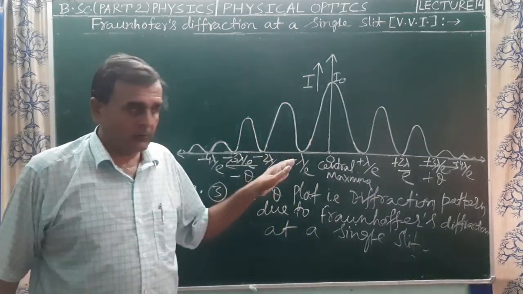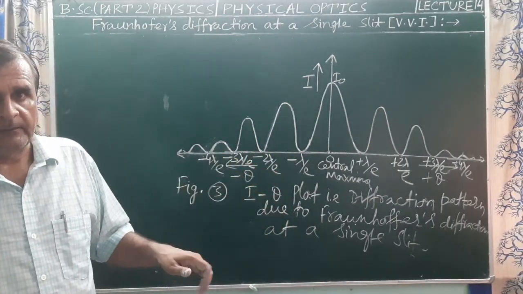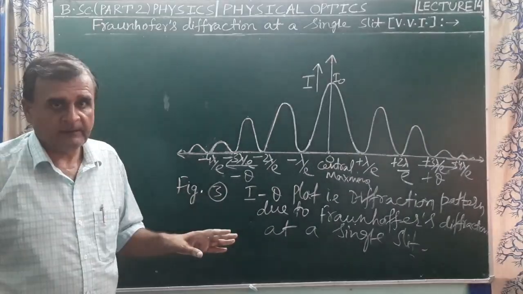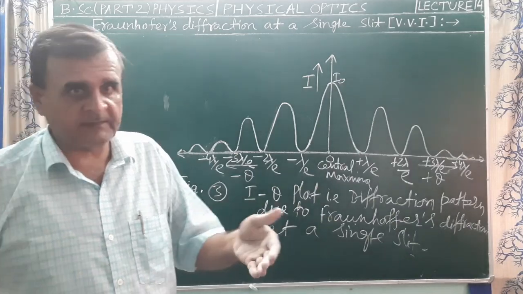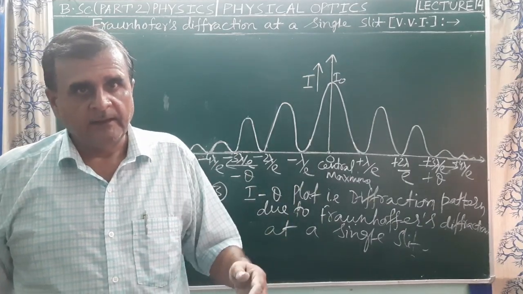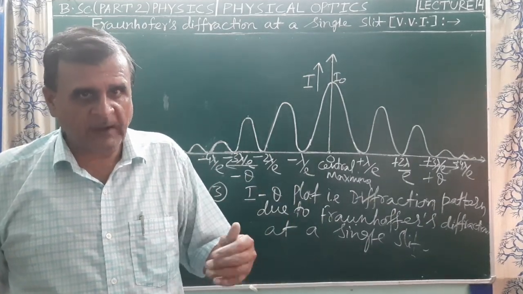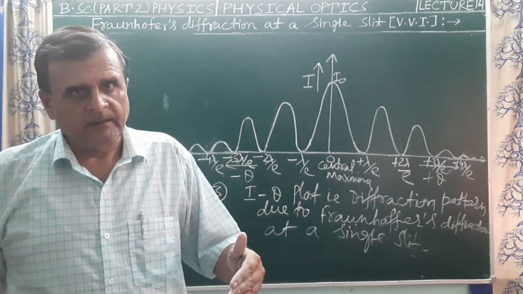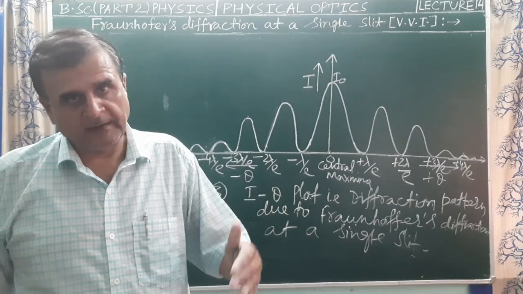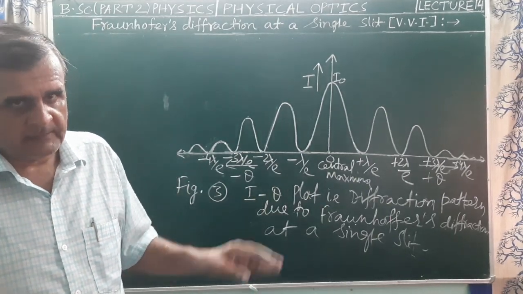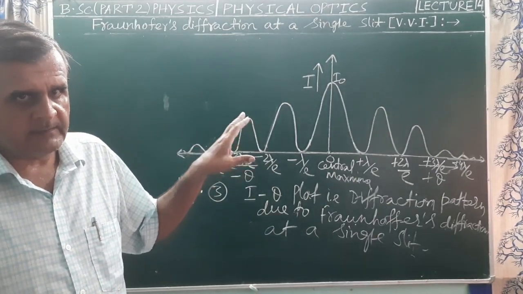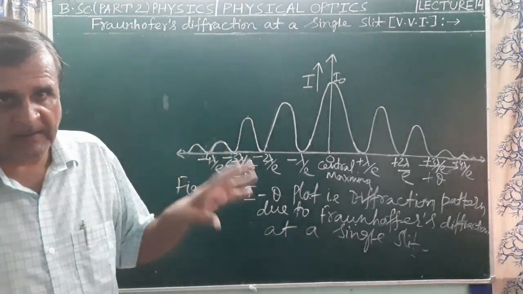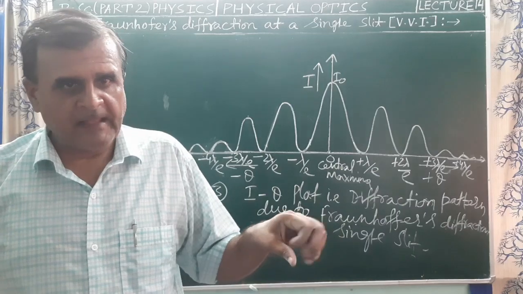And this topic is also very important from the examination point of view, that is Fraunhofer diffraction at a single slit for B.Sc Part 2 physics courses, that is for physics honors, B.Sc Part 2 physics subsidiary, and also for B.Sc Part 2 general courses. This topic, Fraunhofer diffraction of light at a single slit, is very, very important from the examination point of view.